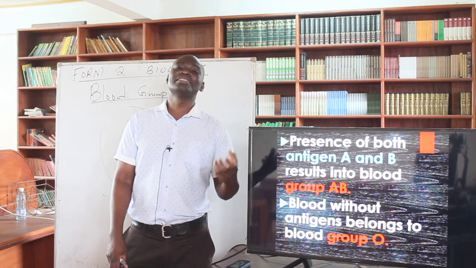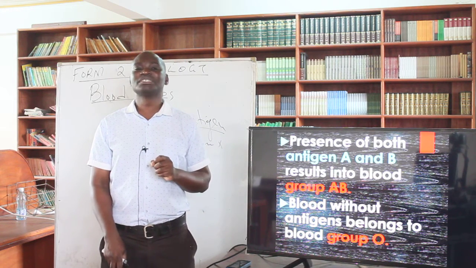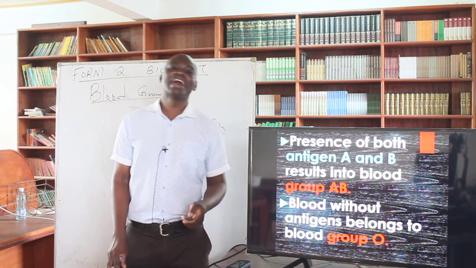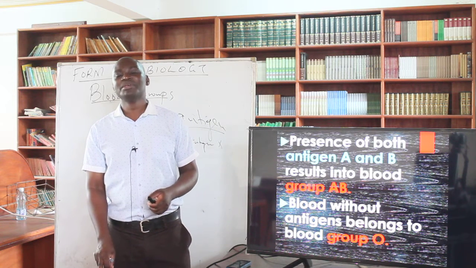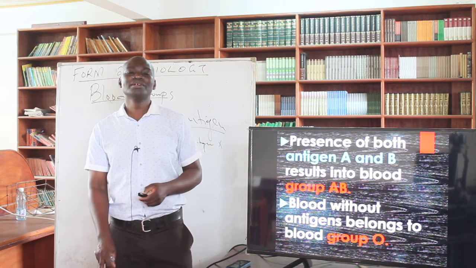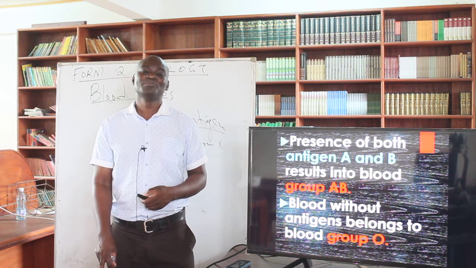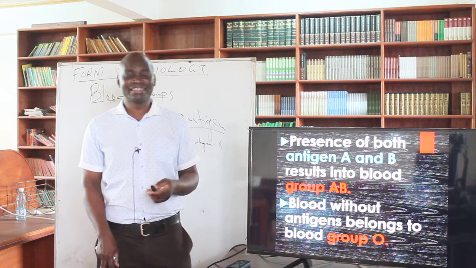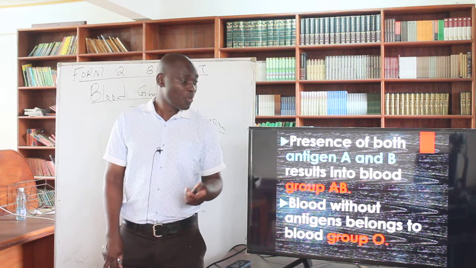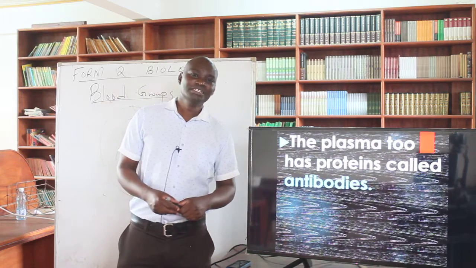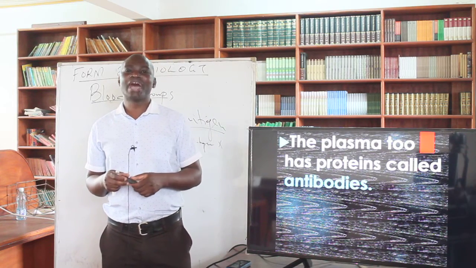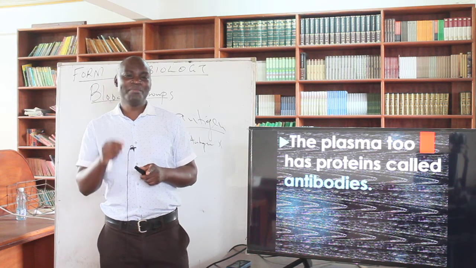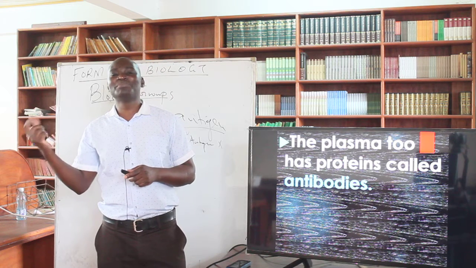And finally, we look at the third factor which contributes to blood groups. You call it the rhesus factor. So you can either have a rhesus factor, meaning you are rhesus positive, or you may lack the rhesus factor, meaning you are rhesus negative. So you can be O positive, O negative, things like that. But let us move on and see what is there. Now, the plasma too has proteins called antibodies. The plasma. Remember, antigens are located on the plasma membrane.